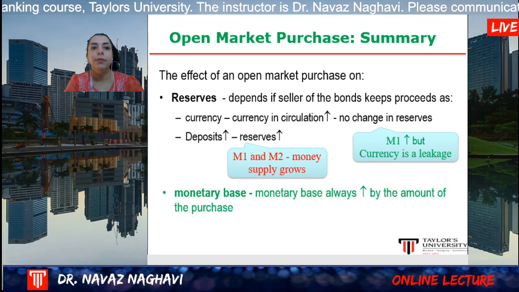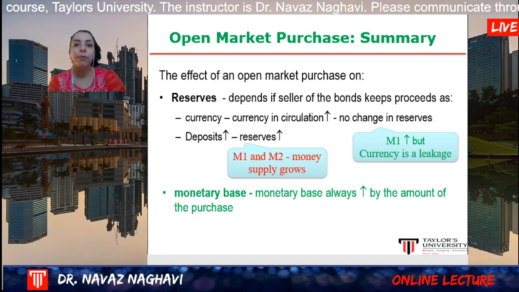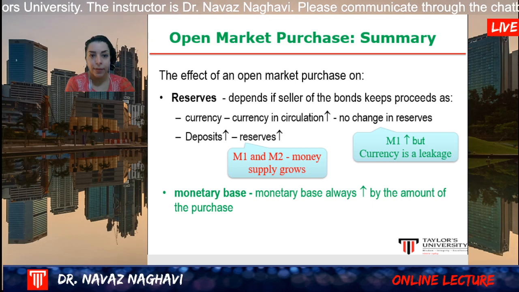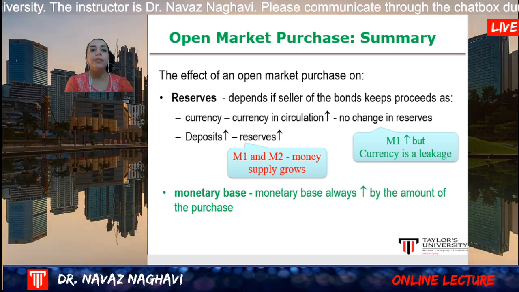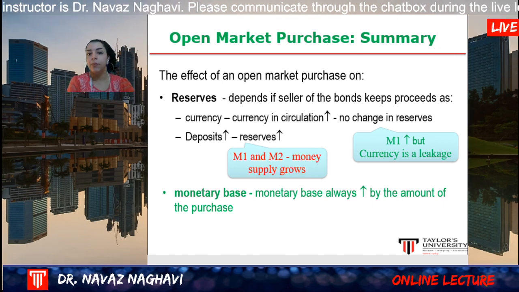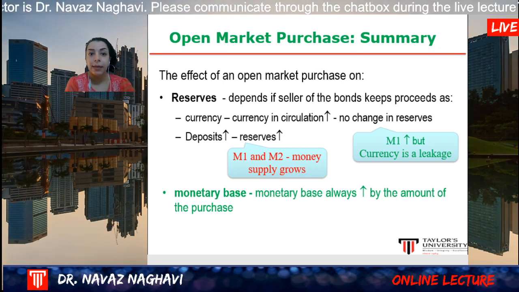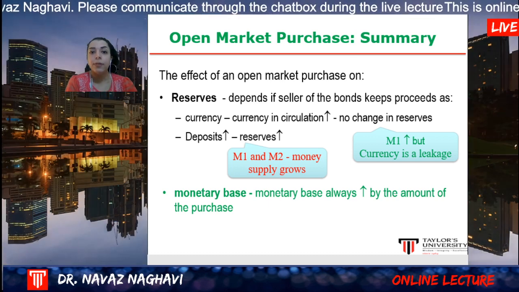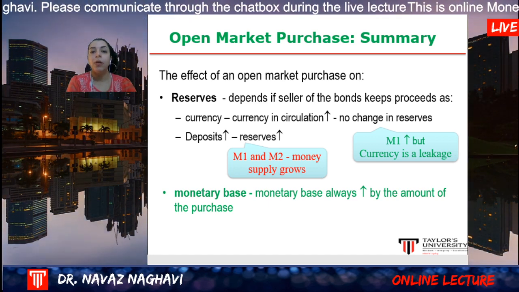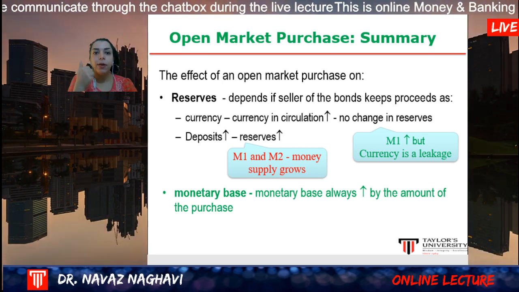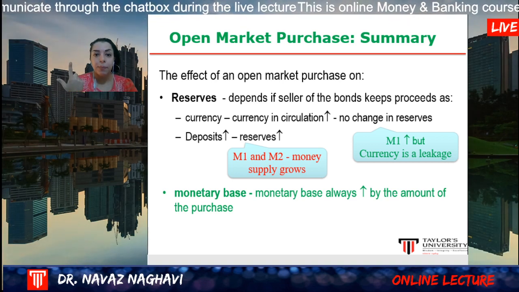Now, the summary. Here is a summary of what we discussed about the effect of open market purchase. We want to know whether the reserve is increasing or decreasing. It depends. We cannot say. That depends on how the seller of the bond wants to receive this money, whether they need currency or they need deposit.